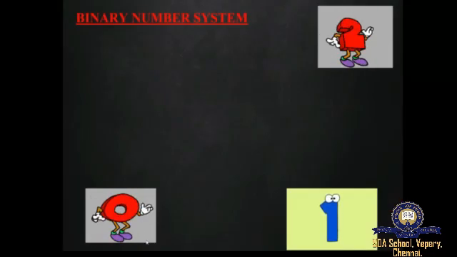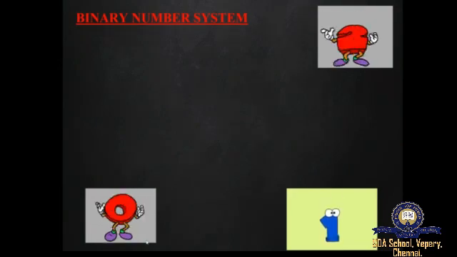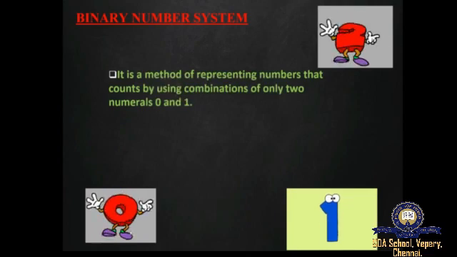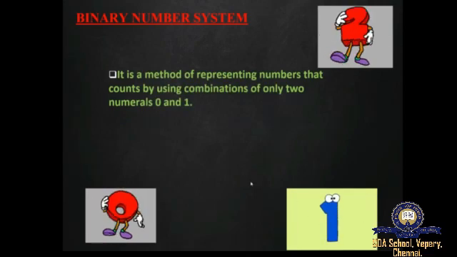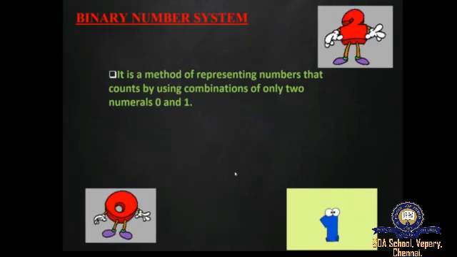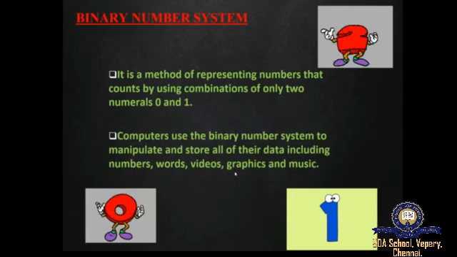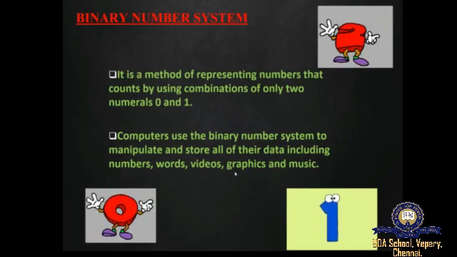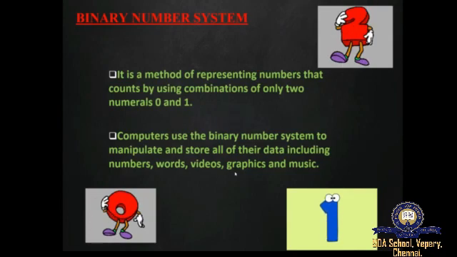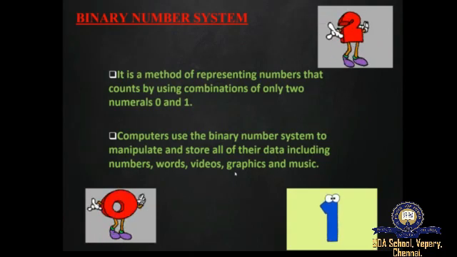Now we are moving on to the binary number system. We all know the binary number system has only 2 digits, that is 0 and 1. It is a method of representing numbers that counts by using a combination of only 2 numerals, that is 0 and 1. Computers use the binary number system to manipulate and store all of their data, including numbers, words, videos, graphics and music. Now we are going to find out the base value for the binary number system, that is 2.